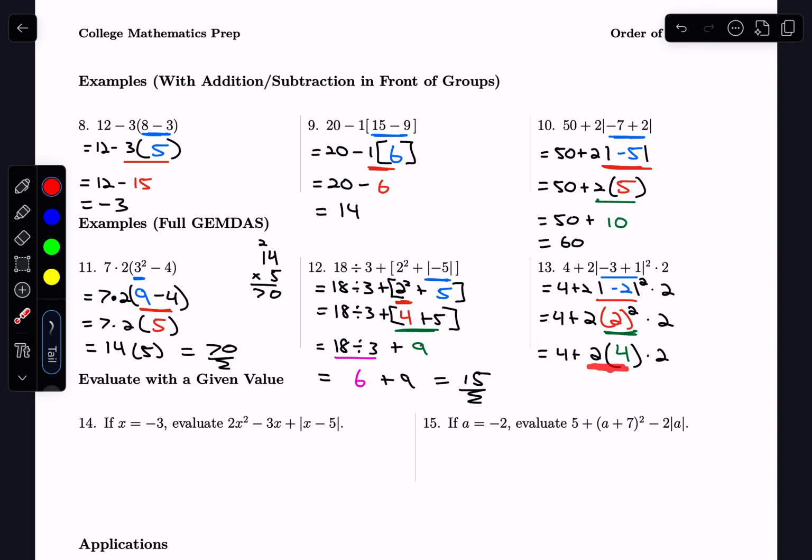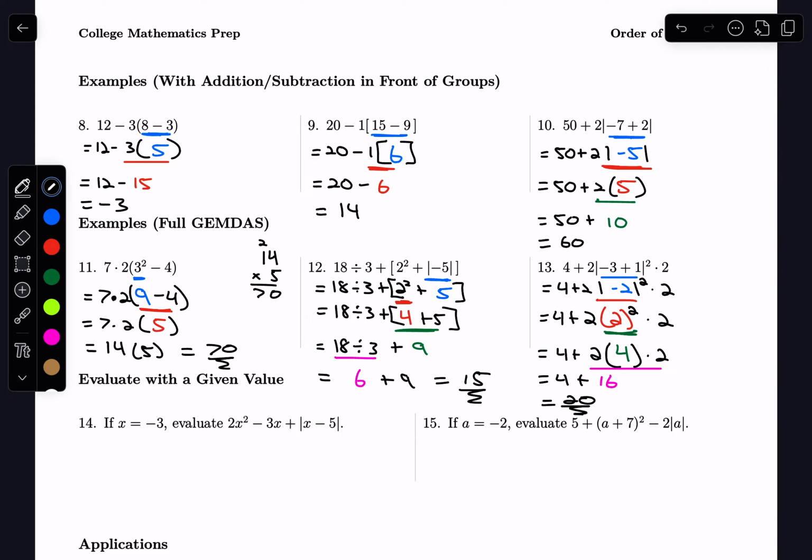2 times 4 is 8, and then times 2 again is 16. So 2 times 4 is 8, times 2 is 16. So I can put this all together as 4 plus, and then all of this right here gives me 16. And we just finish off by doing the addition. 4 plus 16 is 20. Oh, that one was a bit of a doozy, wasn't it?